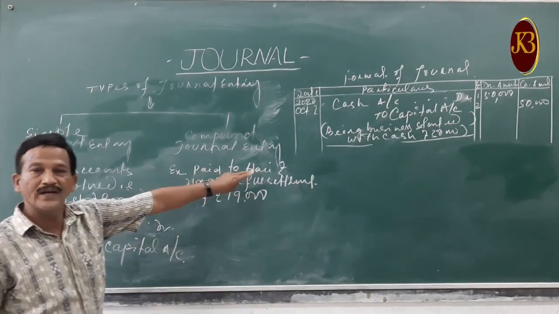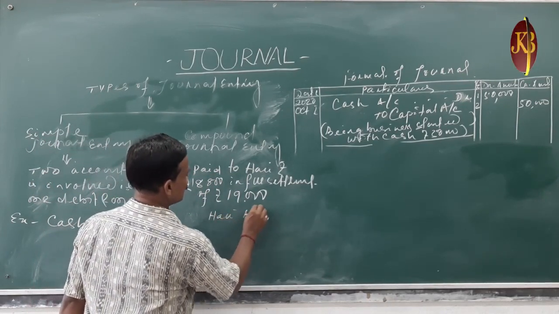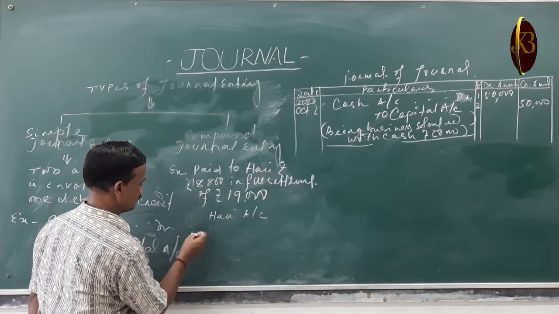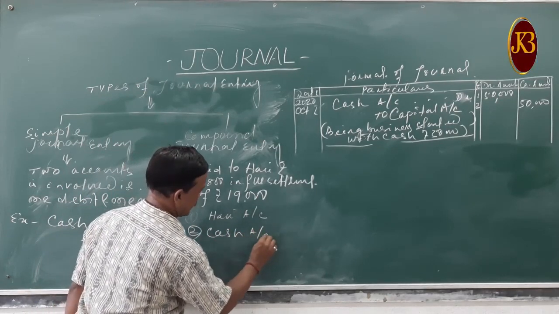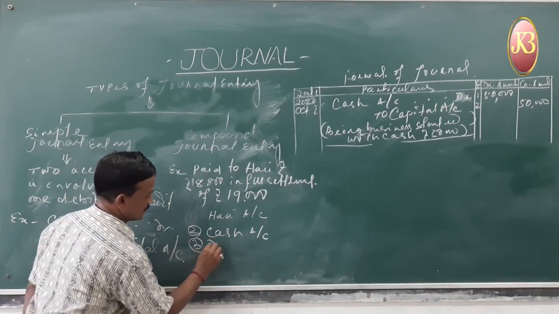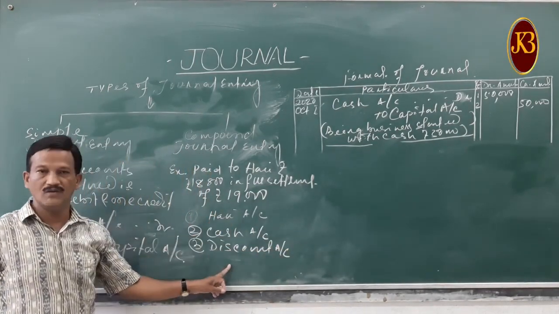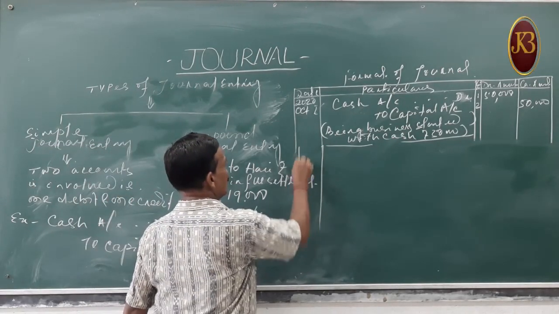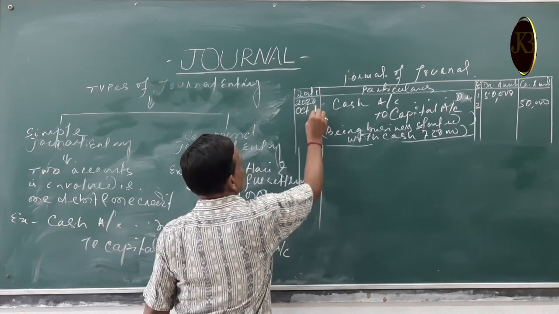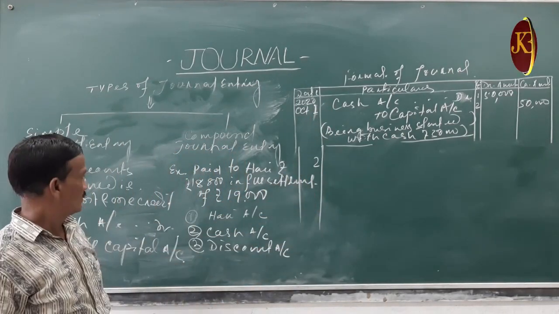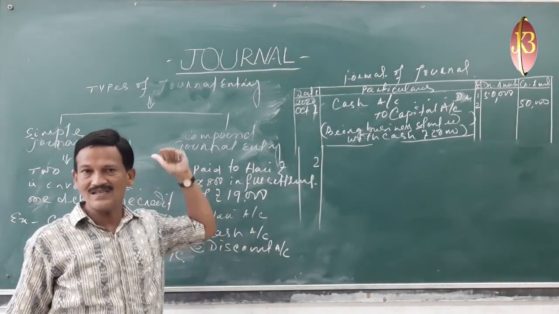First, we have paid to Hari, one account, Hari account. Second, there is the cash account, we have paid Hari in cash. Third, there is the discount account. So three accounts are involved here. Where will we go for recording the transaction? Suppose October 2. This is October 1, this is October 2nd. So we had paid to Hari, and Hari is the receiver.